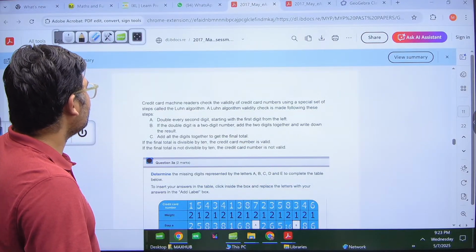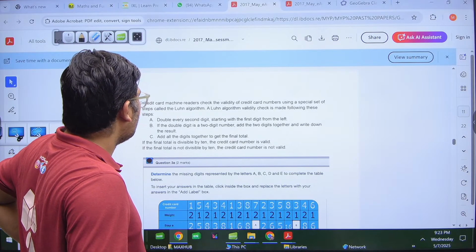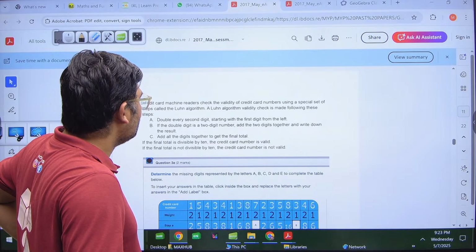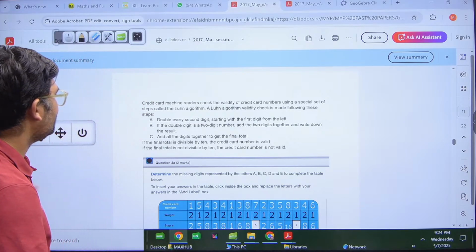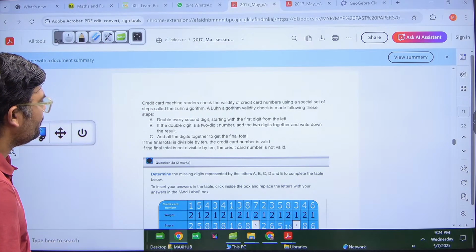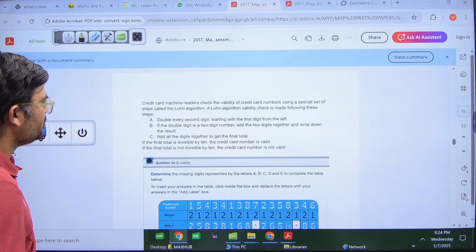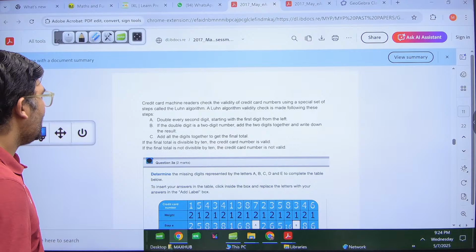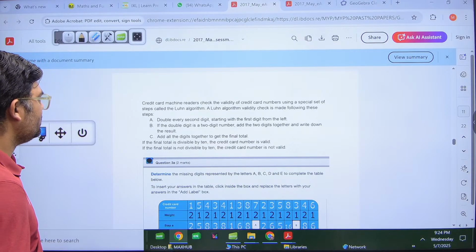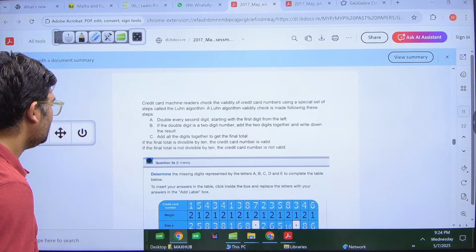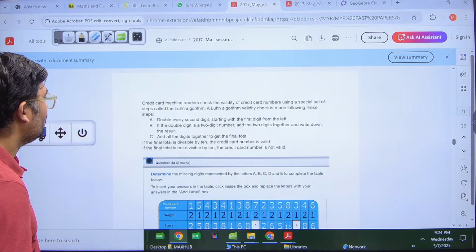Credit card machine readers check the validity of credit card numbers using a special set of steps called the Luhn algorithm. A Luhn algorithm validity check is made following these steps. Double every second digit, starting with the first digit from the left. If the doubled digit is a 2-digit number, add the 2 digits together and write down the result. Add all the digits together to get the final total. If the final total is divisible by 10, the credit card number is valid. If the final total is not divisible by 10, then the credit card number is not valid.